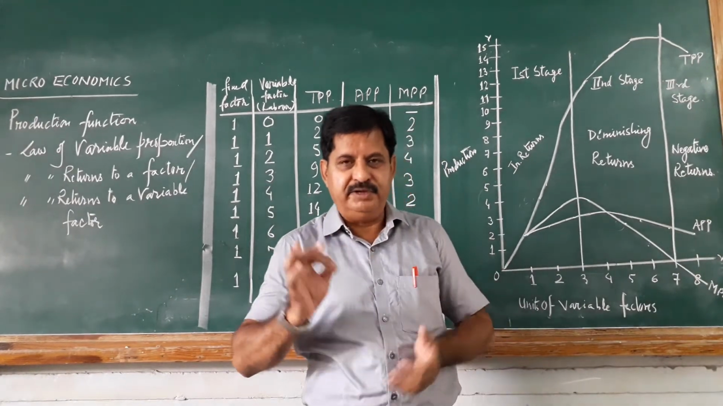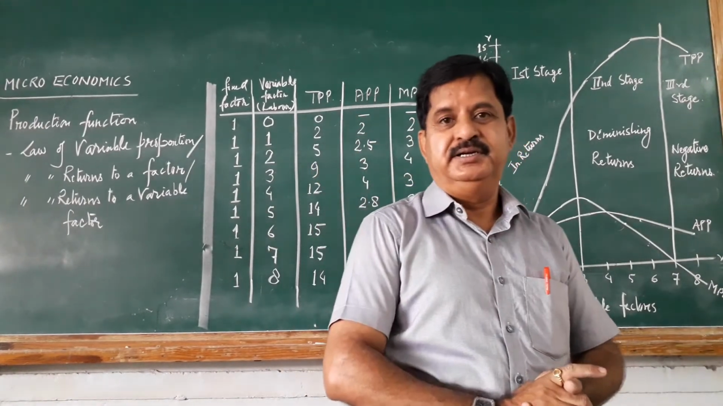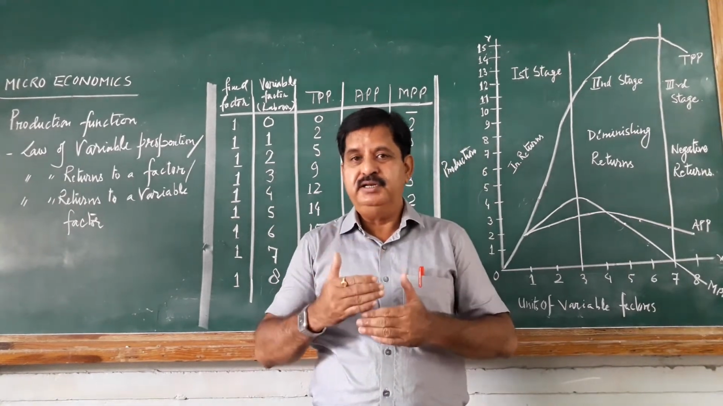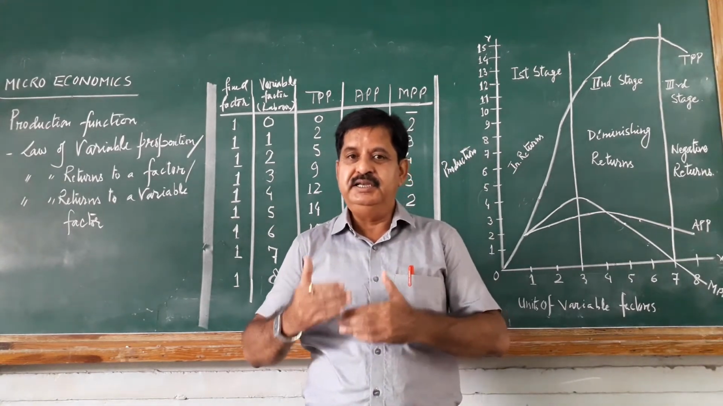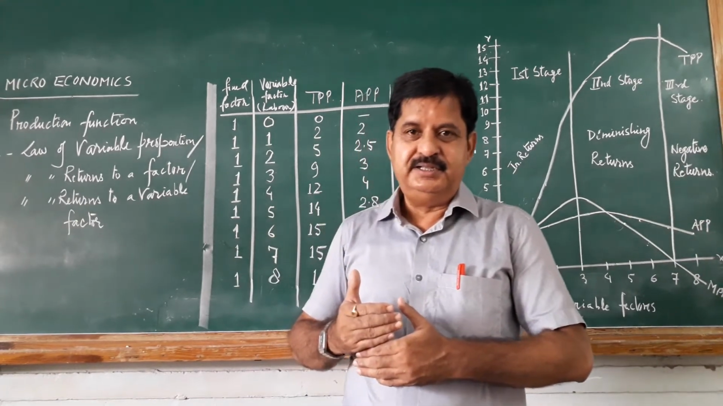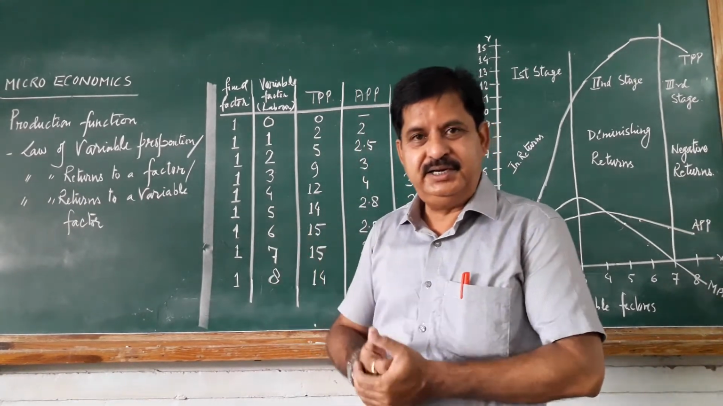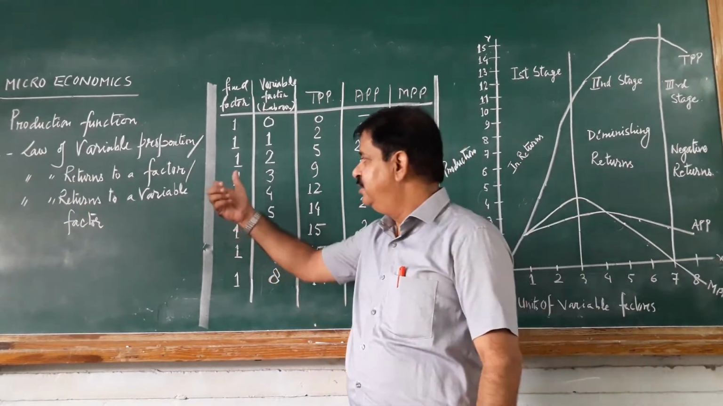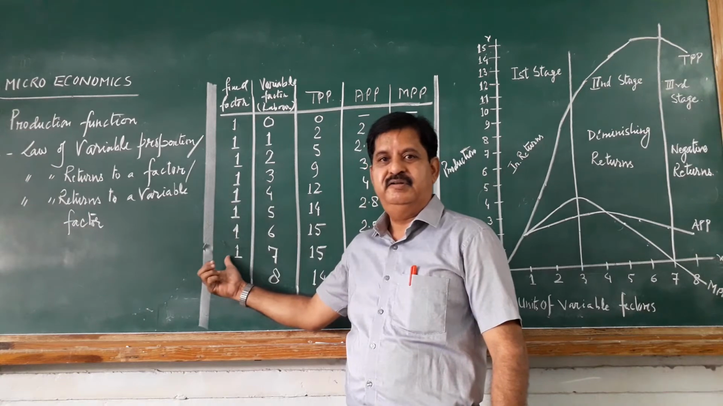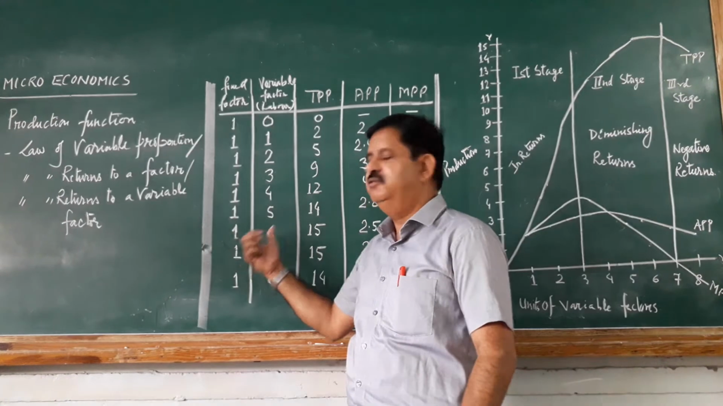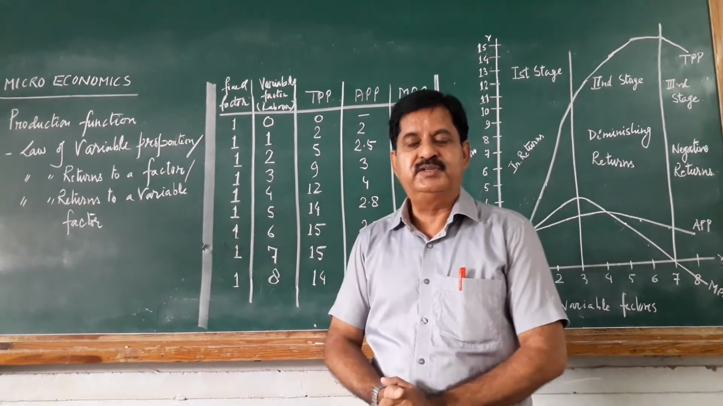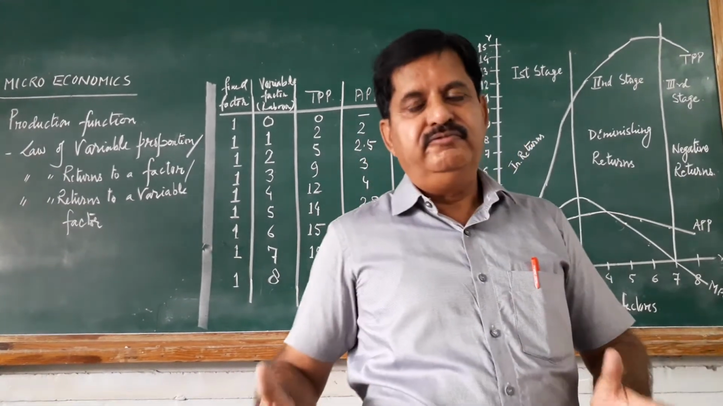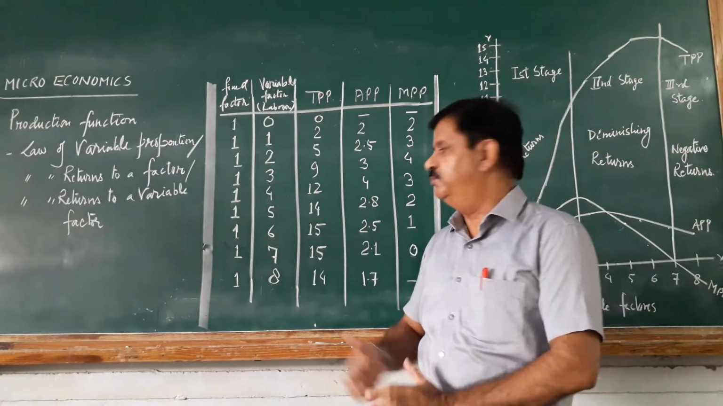The law of variable proportion states how the TPP will first increase at increasing rate, then increase at diminishing rate, and lastly it starts falling with the fixed units of the fixed factors and the variable units of the variable factors.